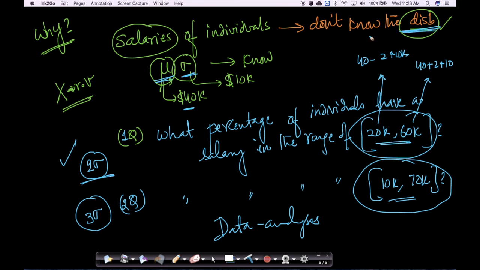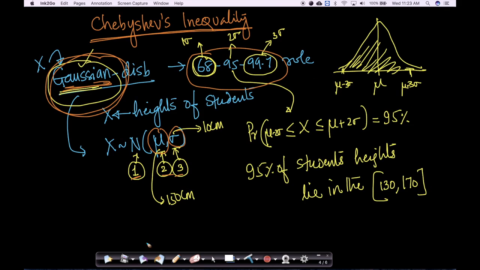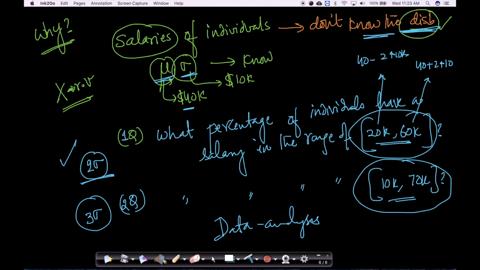Here, if this was Gaussian distributed, life would have been very simple. If my salaries were Gaussian distributed, I can say that 95% of incomes lie within the two standard deviations and 99.7% lie between the three standard deviations. But here I don't know the distribution. Now what do I do?